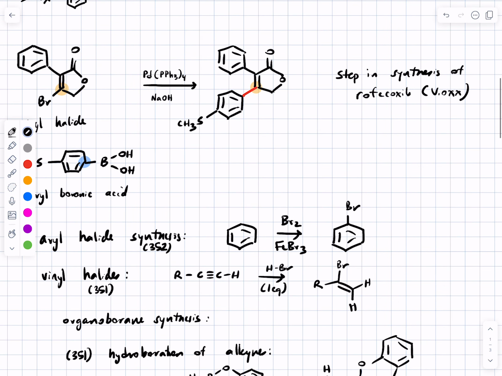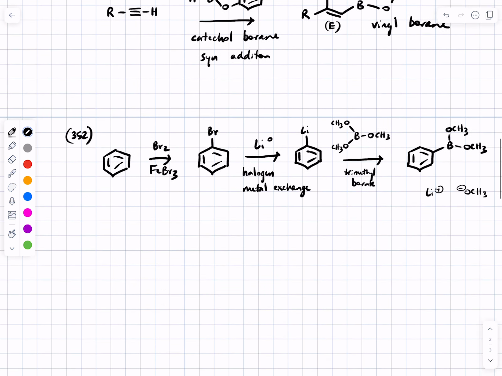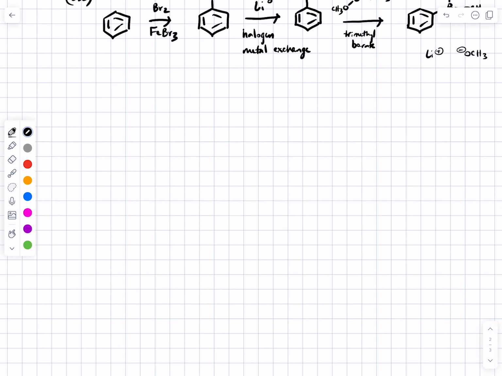Okay, let's do one more example of a Suzuki reaction, and then we'll talk mechanism. Here the halide is again going to be a vinyl halide.